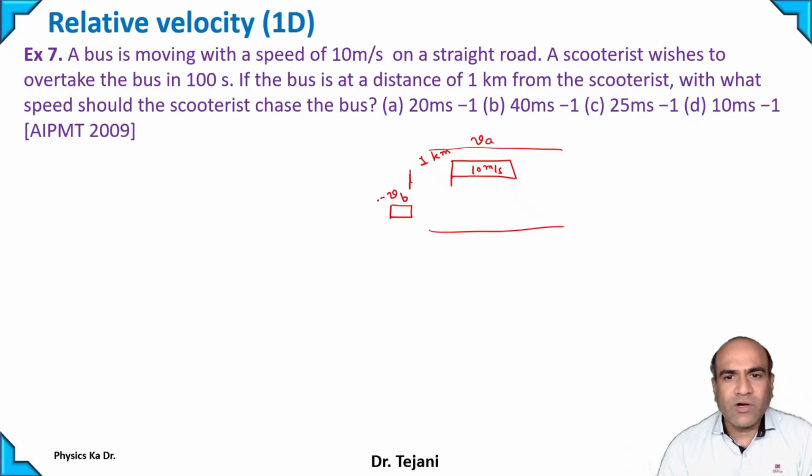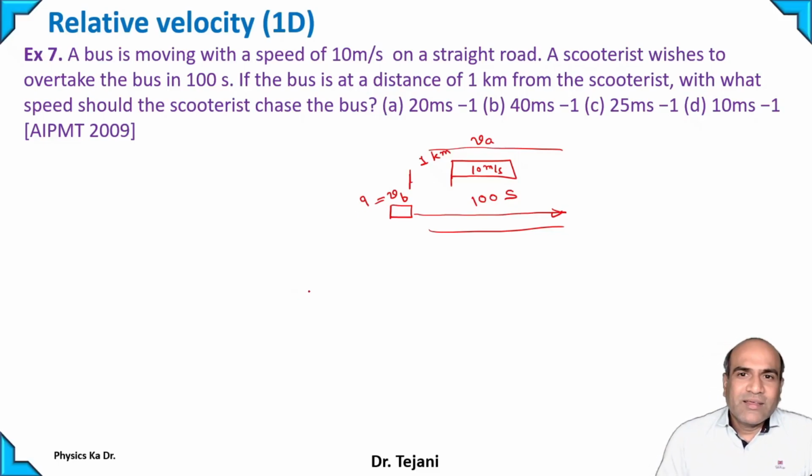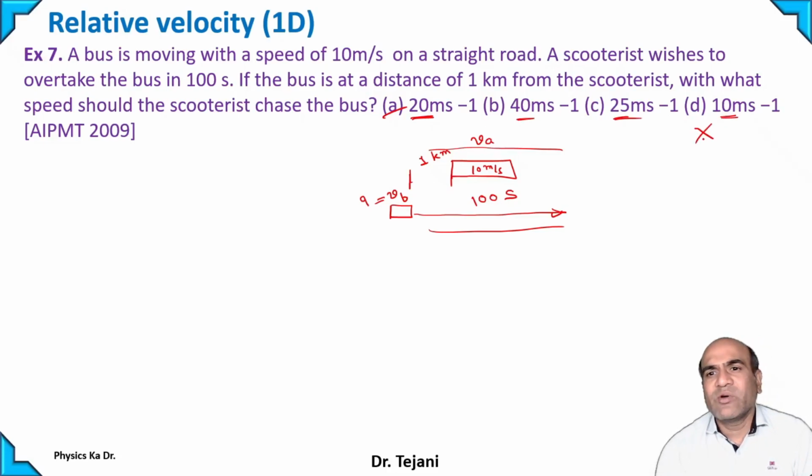So what should be VB? What should be VB to overtake this bus in 100 seconds? Wow, excellent question. So velocity of scooter should be 20 meter per second, 40 meter per second, 25 meter per second, or 10 meter per second. 10 is not possible because if a scooter runs at 10 meter per second, it never crosses this bus, because if both the velocities are equal, relative velocity becomes 0. Wow, interesting question. How to solve this?